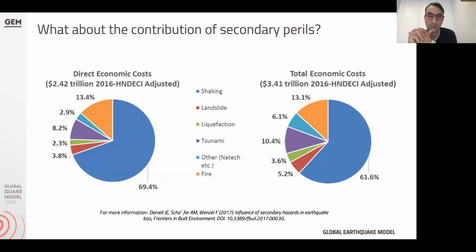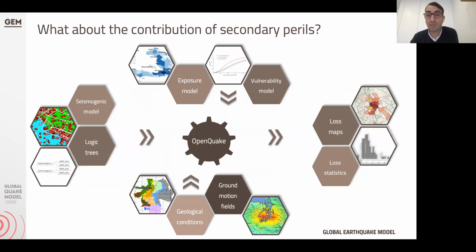We're missing a lot of the losses due to liquefaction and landslides, fire following, and tsunami. This is simply not covered in the current model. So we obviously try to understand how we can start incorporating the impact from these effects in the global model. And it's not as simple as expected. We have a very preliminary implementation of a liquefaction hazard calculator in the OpenQuake engine, this tool supported by GEM, and we're almost done with the implementation of the risk results.